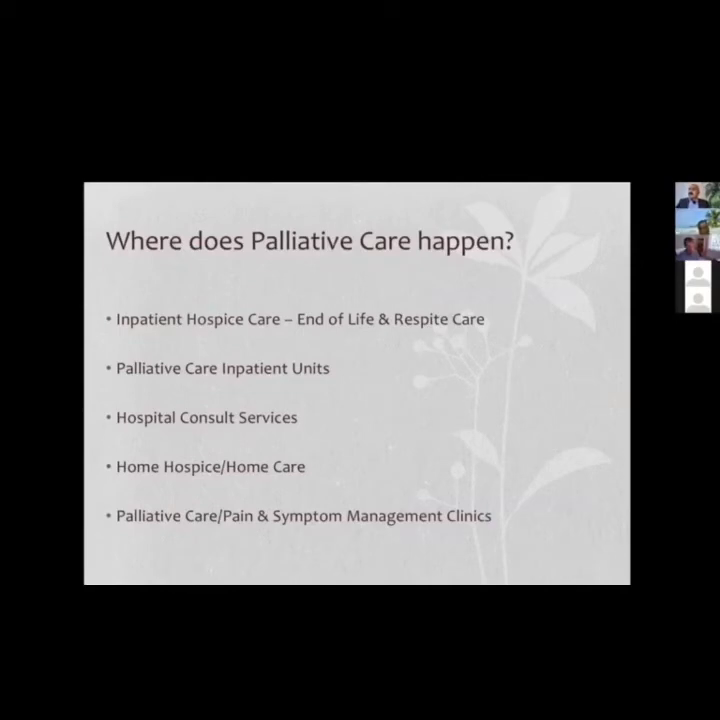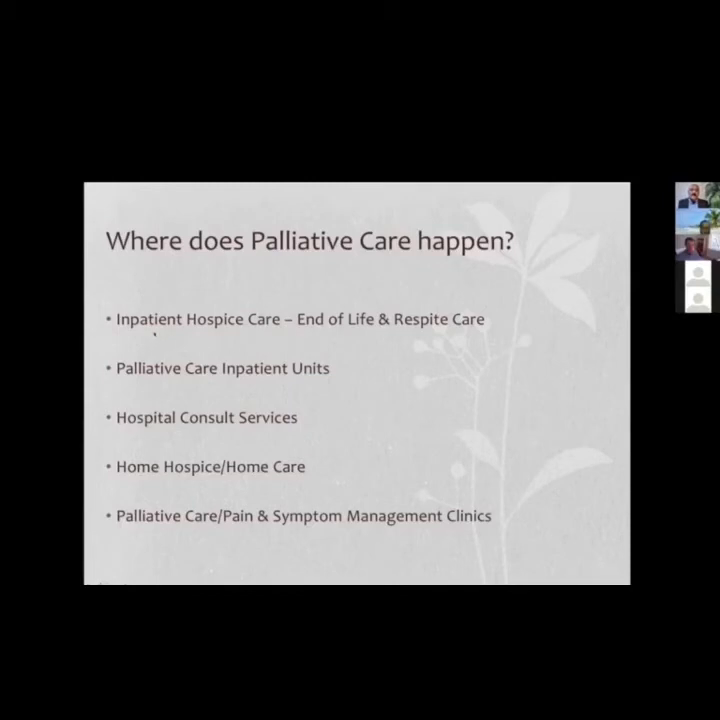Also important just to think about where palliative care happens. So the terminology can get a little bit confusing, and it is different in different parts of the world what different things are called. So I realize we have people from many different countries on the line, so I'll try to keep things as clear as possible.